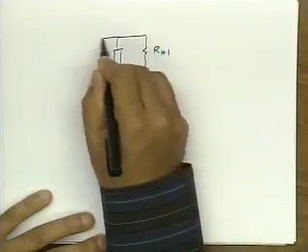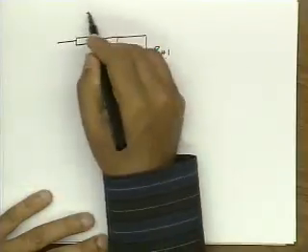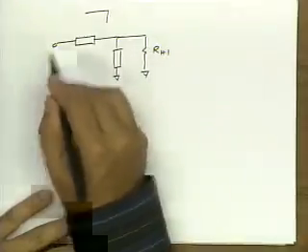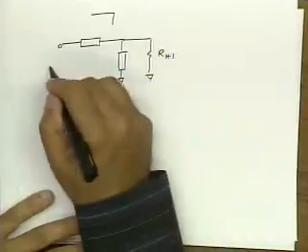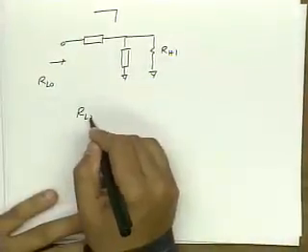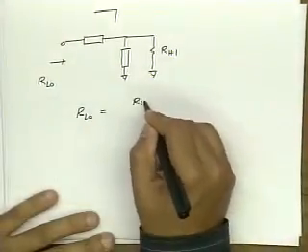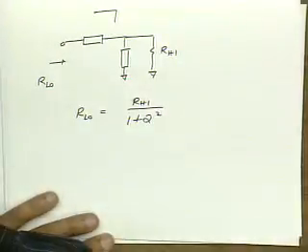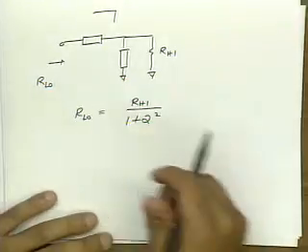I connect first, so now I connect my L matching network in this direction. And now, same formulas apply. R low is equal to R high divided by 1 plus Q squared. Okay? Let's just review how we get that.